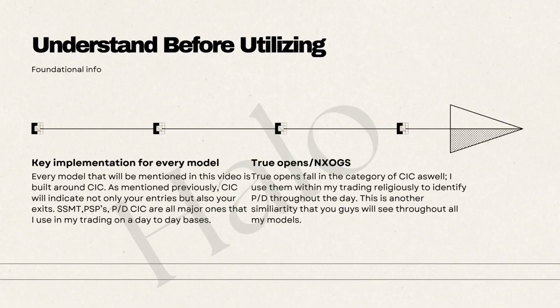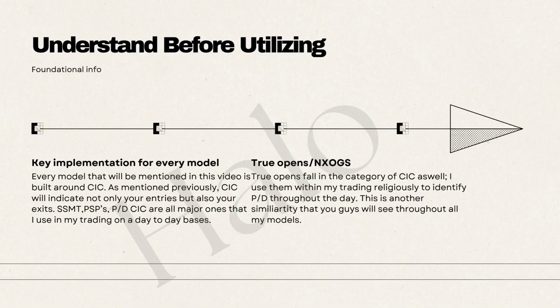These are all things that I use every single day. And if you aren't experienced at catching or looking at sequential SMT, PSPs, premium and discount, my models might not be the best thing for you to implement when you're trading. So do some self-analysis, realize what you're catching and what you're doing when you're trading, and know if you are capable of catching similar trades to me. True opens and NXOGs, or NDOGs, NWOGs. I put X because it would be NWOGs or NDOGs, whatever it may be. True opens fall in the category of cracks and correlations as well.